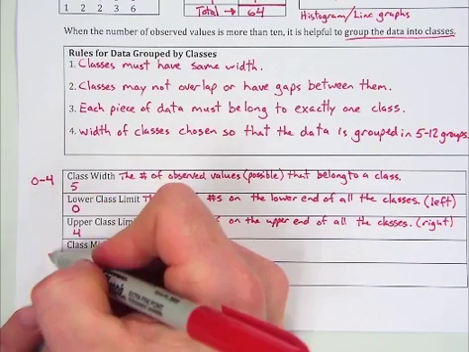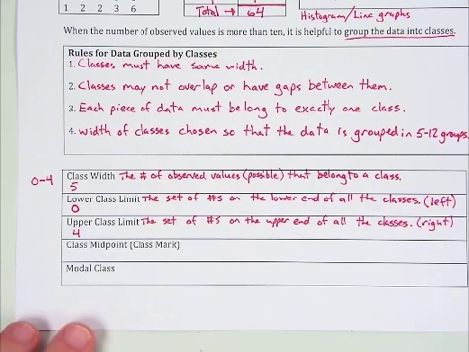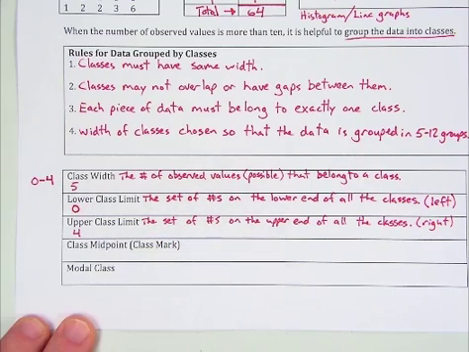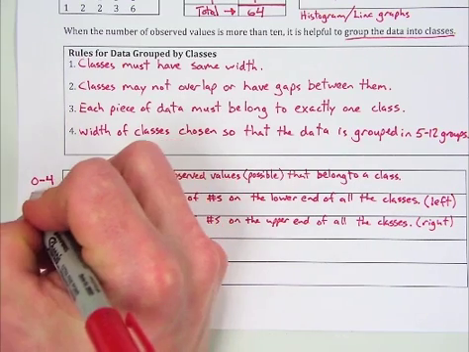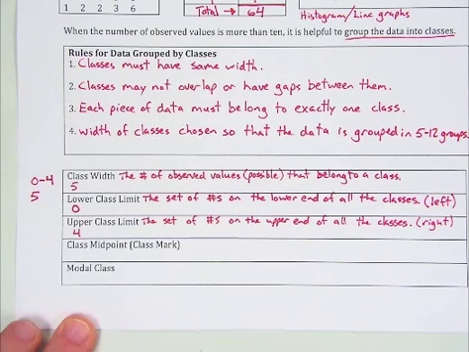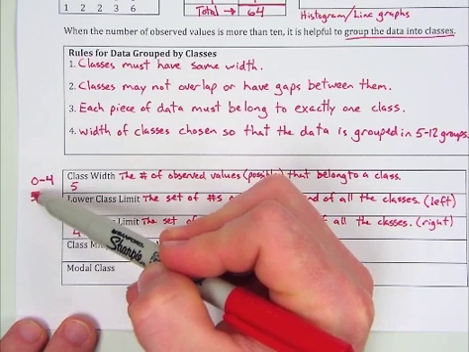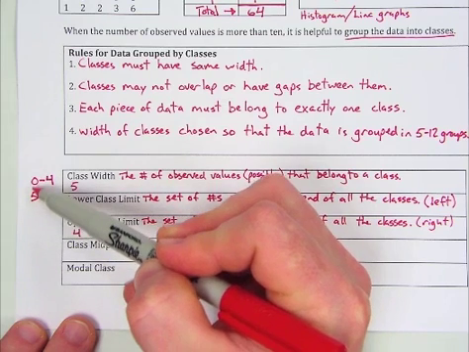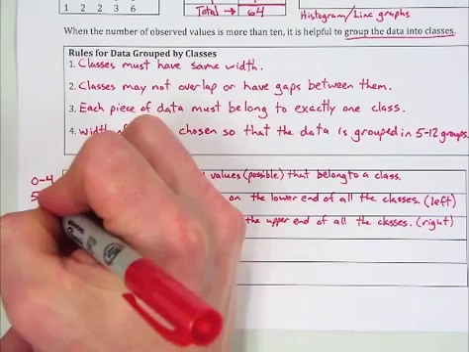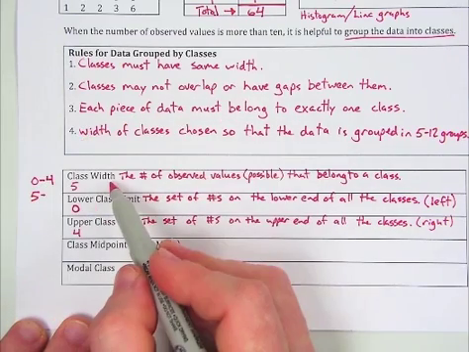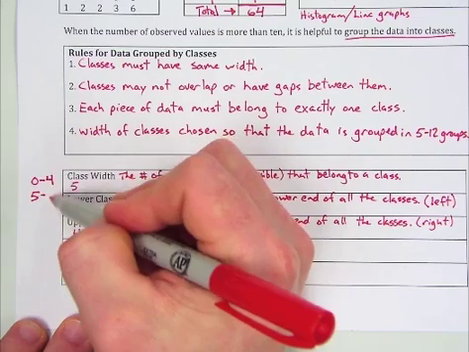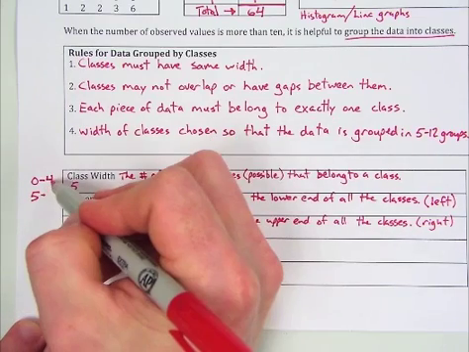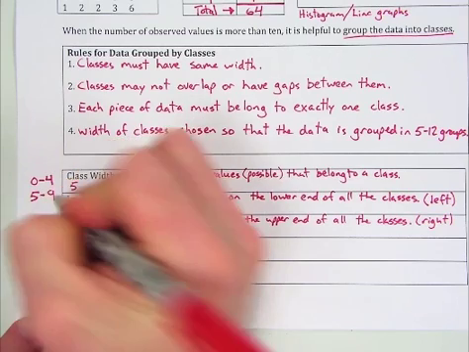Now as we create these classes, they all need to have the same width, and they can't have any gaps. So if we're dealing with 0 to 4, it looks like we're dealing with integers, so the next one is just going to start off with 5. You can see here the class width is also the difference between the lower limits. So 5 minus 0 gives us 5. The class width is also the difference between the upper class limits. So if we do 9 minus 4, then it gives us 5.